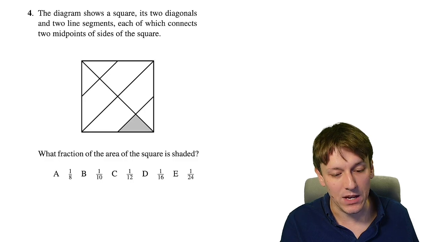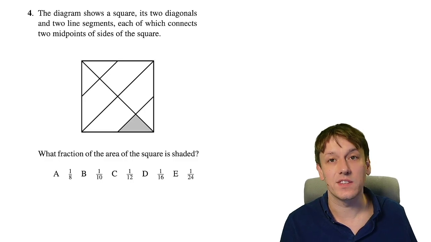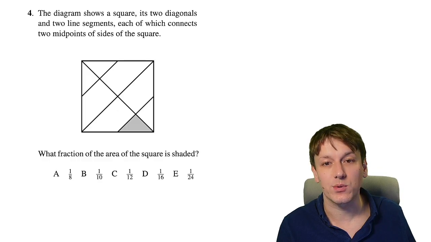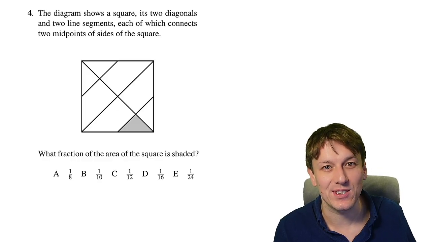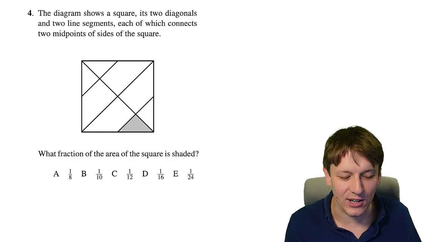Question 4 of the IMC here, we've got 2 diagonals and 2 line segments, each of which connects 2 midpoints of the sides of the square. What fraction of the area of the square is shaded? Bit of a classic maths challenge style question here, the sort of thing that comes up a lot and that I've also put in my online courses a lot.